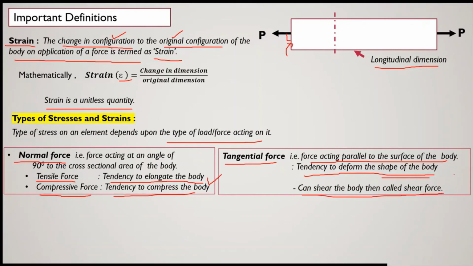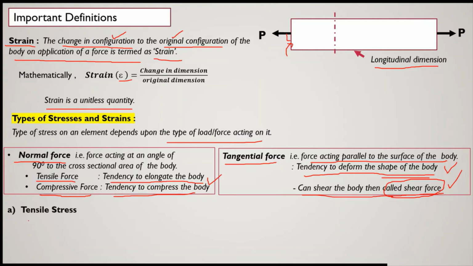A tangential force has two types of possibility. It can distort the shape of the body or it can shear or cut the body. And the force which can shear the body will be known as shear force, which is very important to understand. Later on we will go into detail.